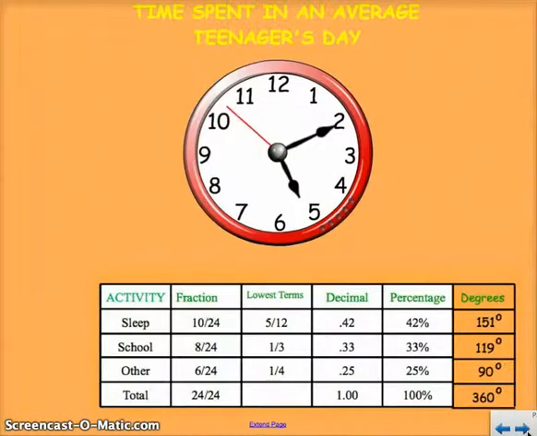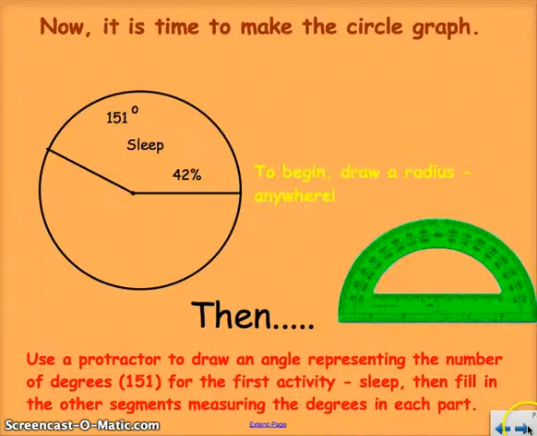You see, if you do that for each one of those, sleep, school, and stuff, you'll find you have 151 degrees for sleep, 119 degrees for school, and 90 degrees for stuff, other. You have to make sure that the degree column always totals 360 degrees. Do the necessary rounding if you're in any way off. So now it's actually time to make the circle graph.